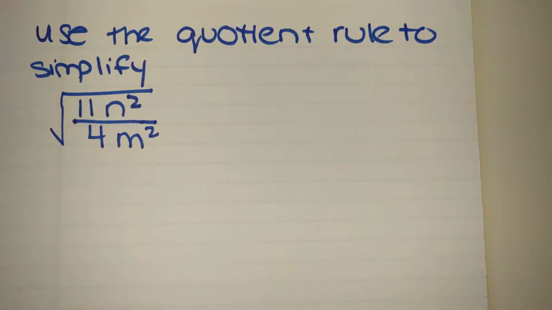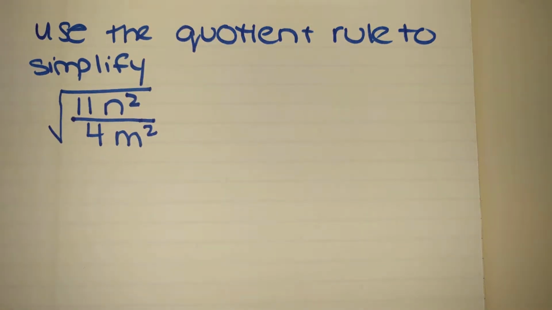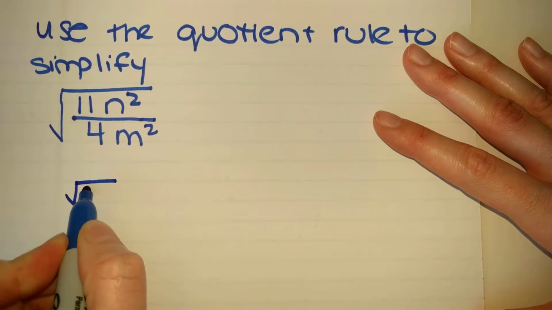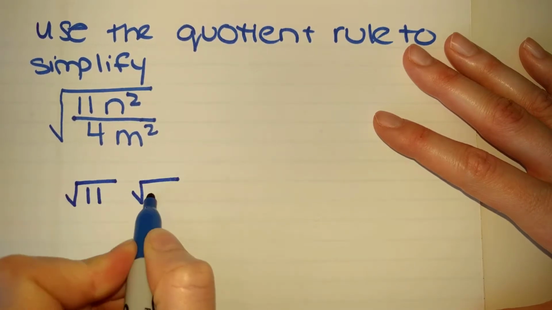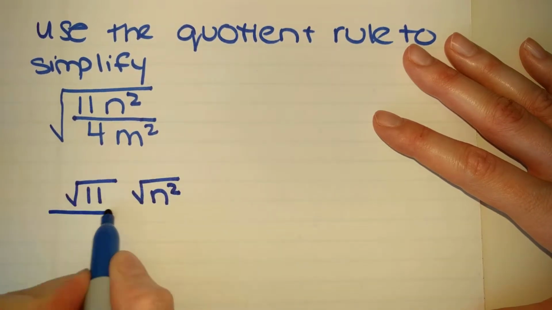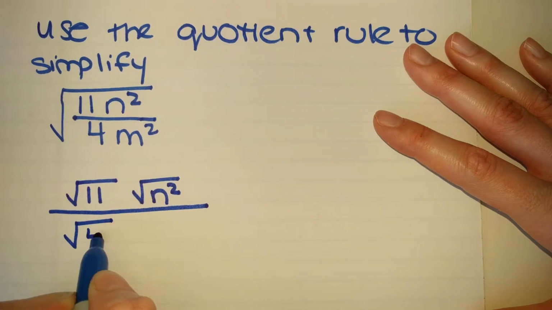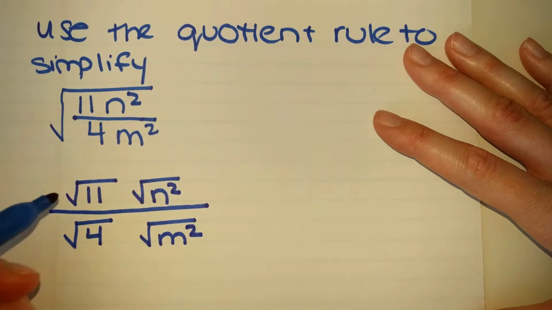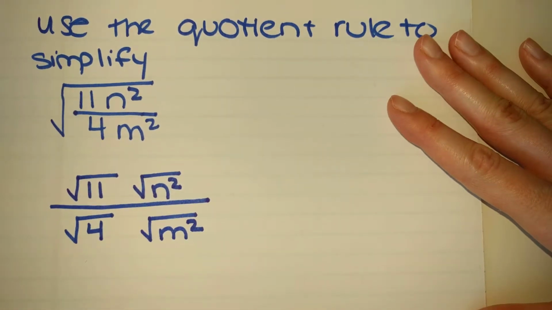All right, so with this question, we're trying to use the quotient rule. So that means that we are going to split up this radical into several little radicals. Another way of thinking about this is we're trying to deal with this radical piece by piece. So we will have in the numerator the square root of 11, the square root of n squared, over the square root of 4, square root of m squared. So we're trying to deal with each of these individual pieces.